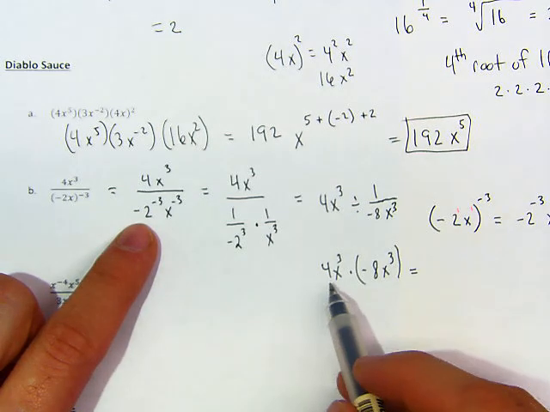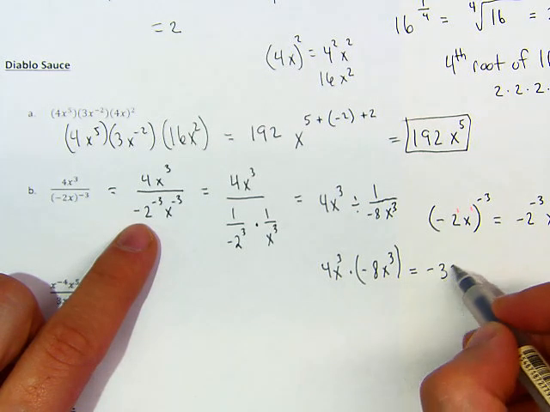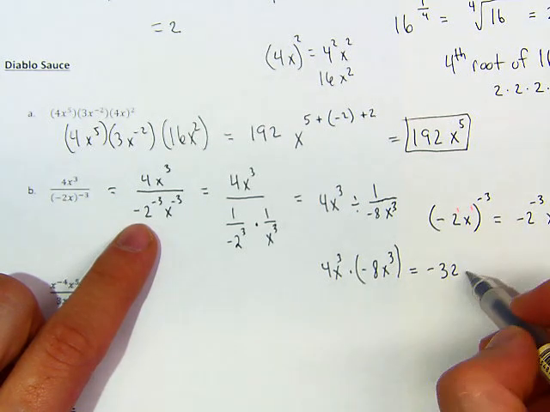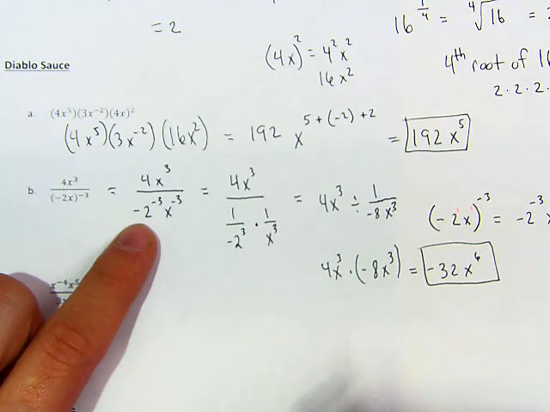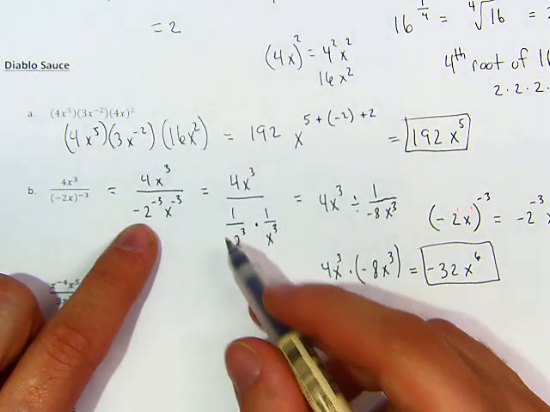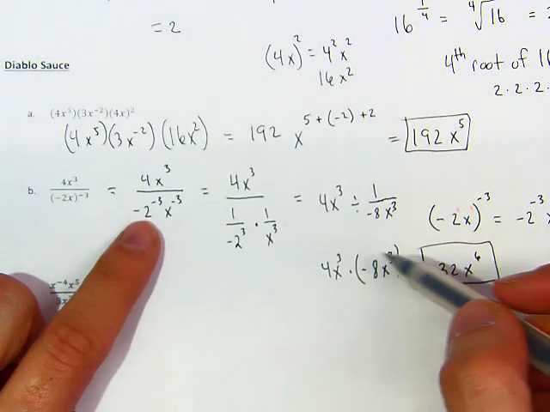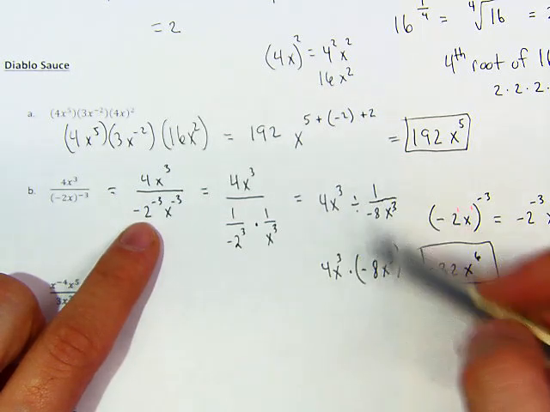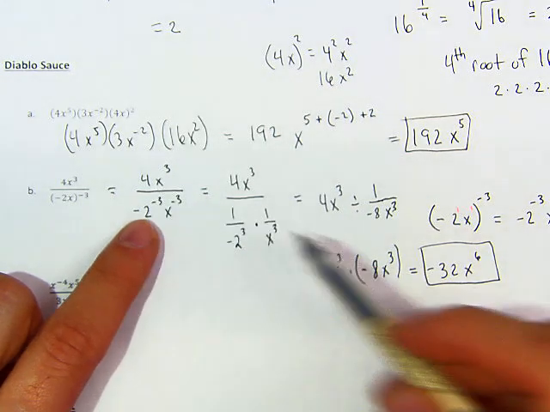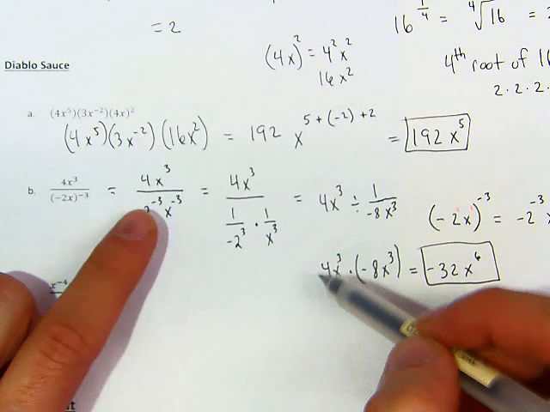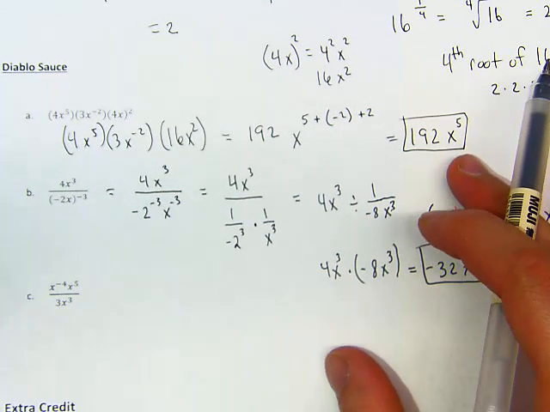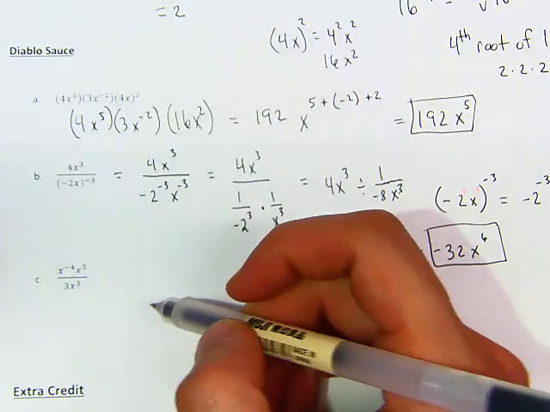And then what do you do here? This is 4 times negative 8 is negative 32. x to the 3 times x to the 3 is x to the 6. Okay? There's another way of solving this problem, but this works out fine. And if you feel like these steps were a little too fast, just raise your hand or ask me and I could show you. Okay, let's see, the next one.